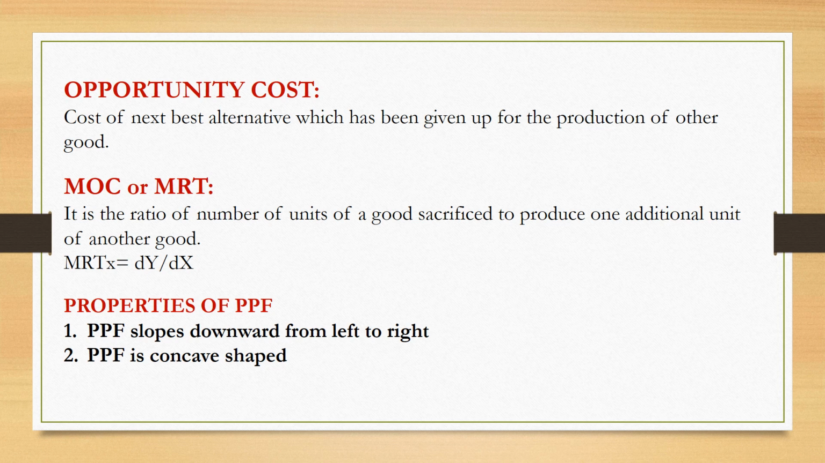MRT increases because it is assumed that no resource is equally efficient in the production of all goods. As resources are transferred from one good to another, less and less efficient resources have to be employed. This raises the cost and raises the marginal rate of transformation.